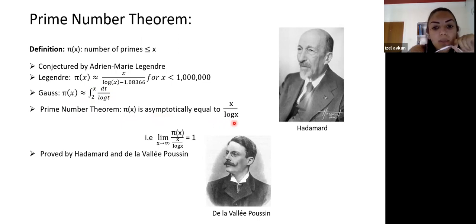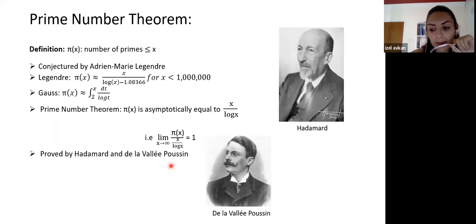So what does this asymptotically equal mean? It means as x goes to infinity, the limit of π of x divided by x over log x is equal to 1. And prime number theorem was proved in 1890s, almost a century after its conjecture, by Hadamard and de la Vallée Poussin independently.